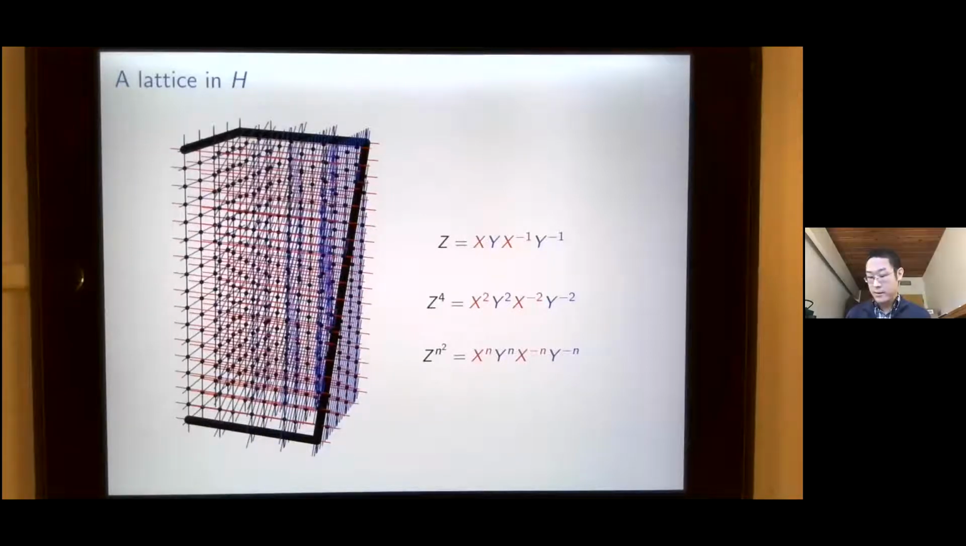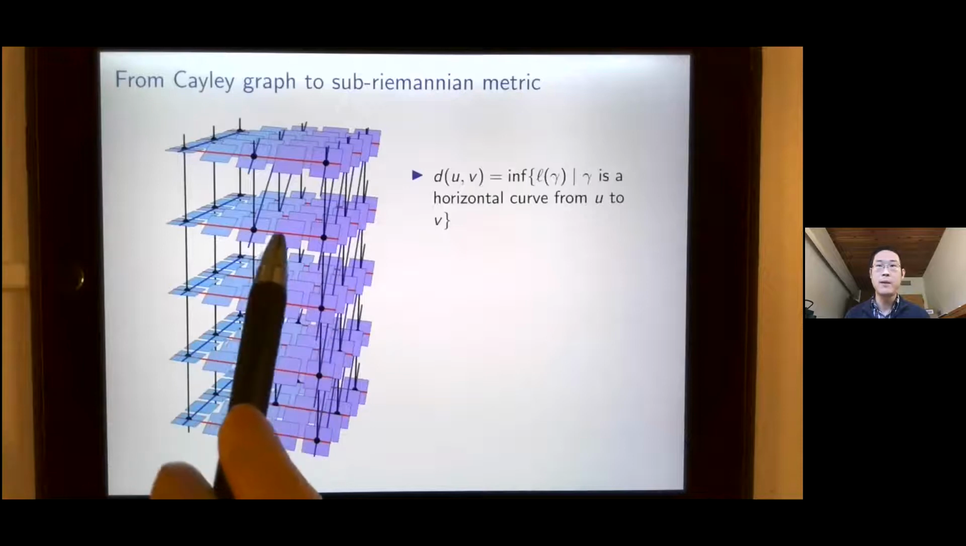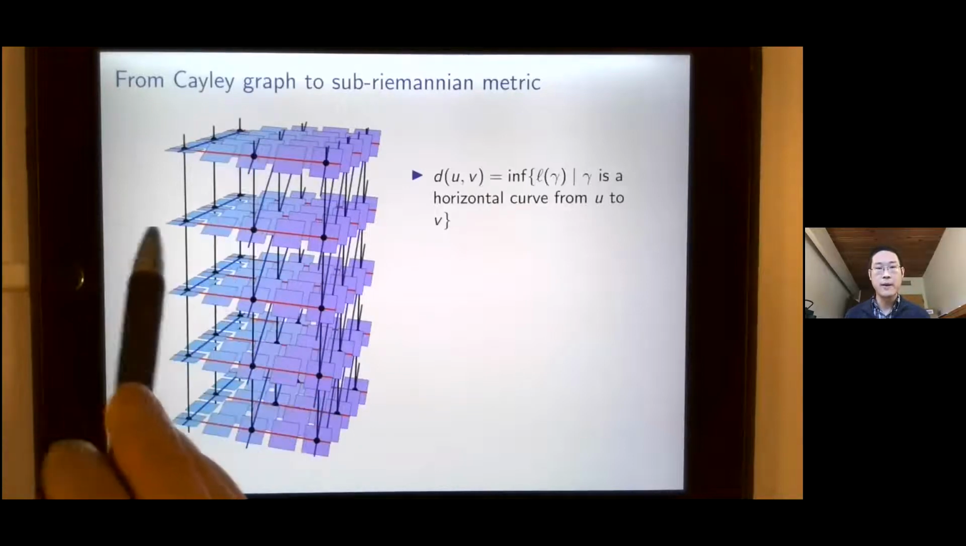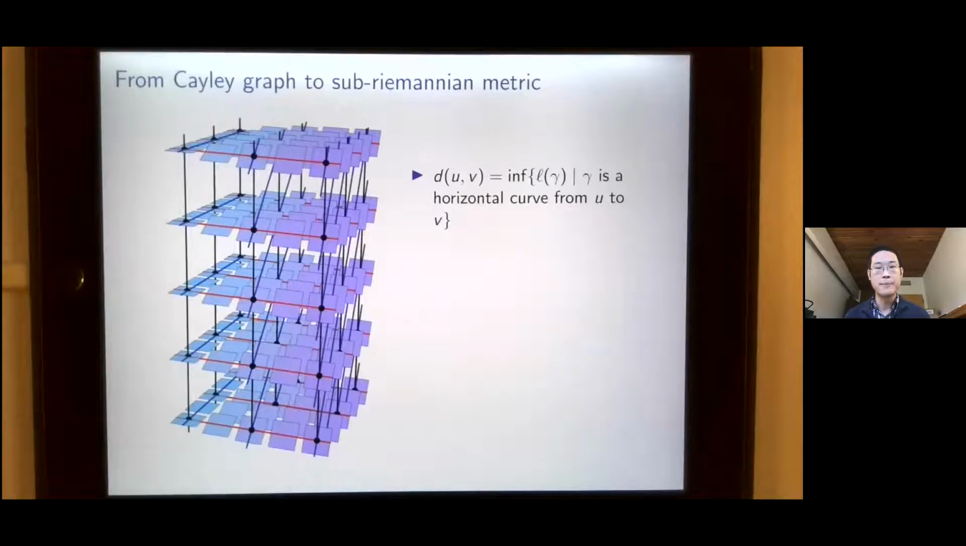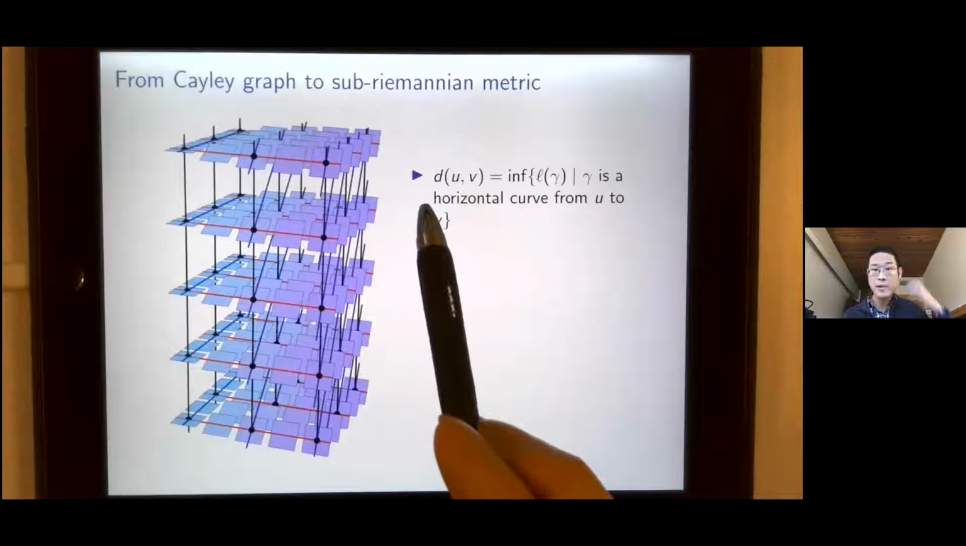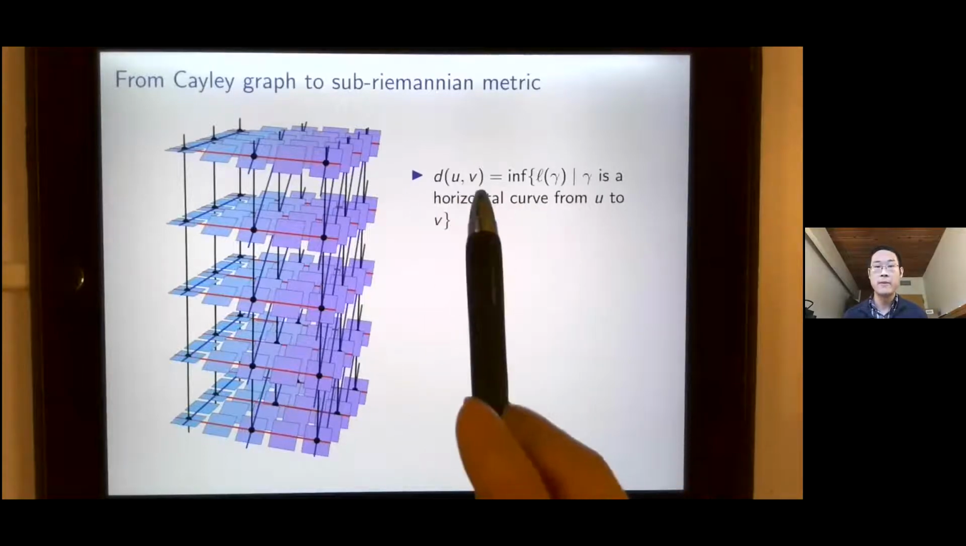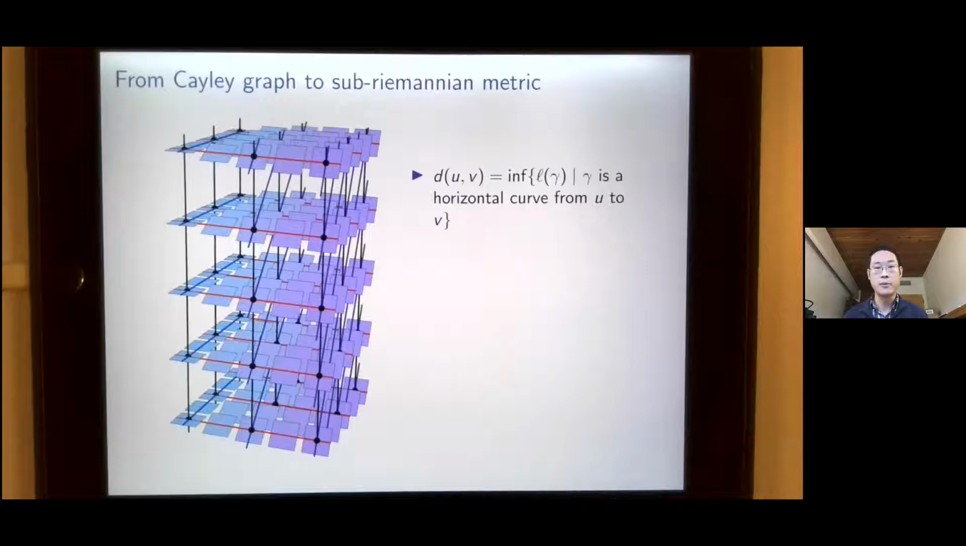And when you have that, that's a Sub-Riemannian metric. That's a metric that's determined by some collection of horizontal planes. In this case, these are the planes that are spanned by the red and blue edges, so they tilt as you go from left to right. Curves that are tangent to these planes are called horizontal curves. We define a corresponding distance function where the distance between 2 points is the length of the shortest horizontal curve between those 2 points.